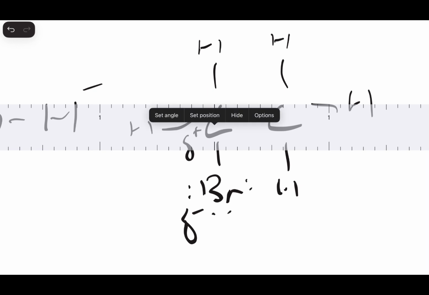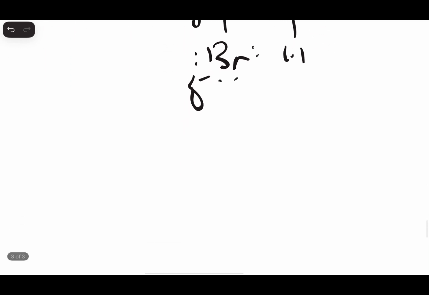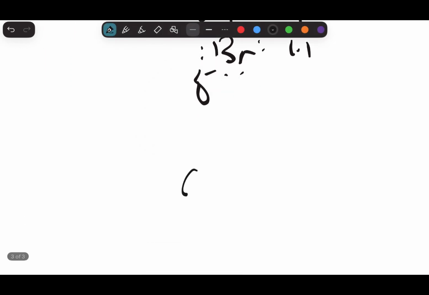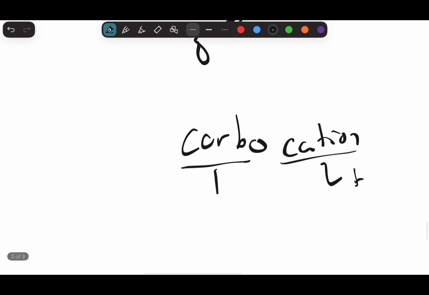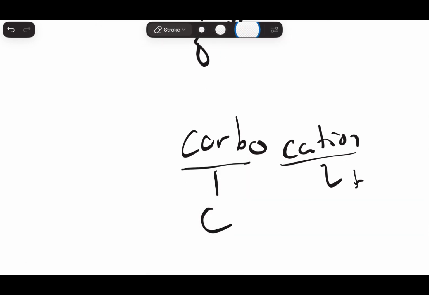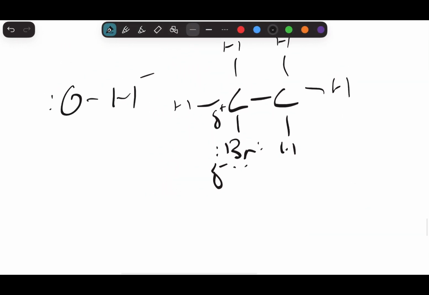So this carbon is now called a carbocation. Cation, positive charge, and carbo, which is a carbon, okay? So this is something good to know.